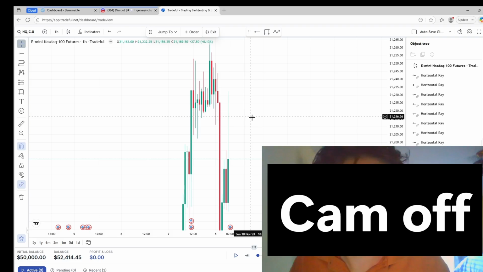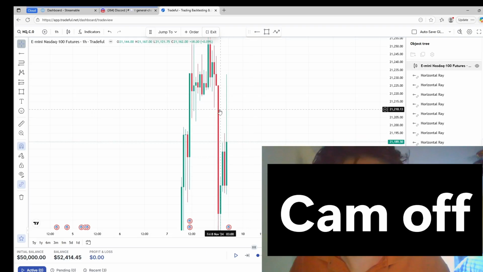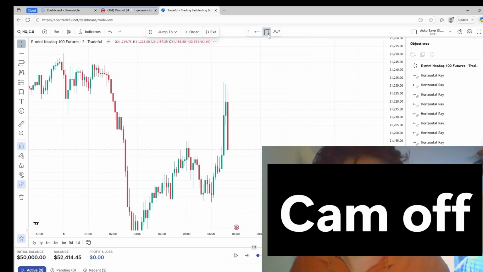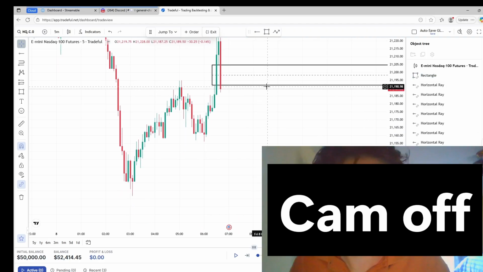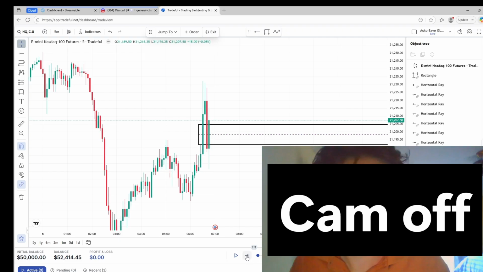All right, so we also kind of failed to inverse this gap. We just fill it. I wouldn't take shorts just off this though. To be honest with you guys, I'd probably just wait. So let's see what happens.